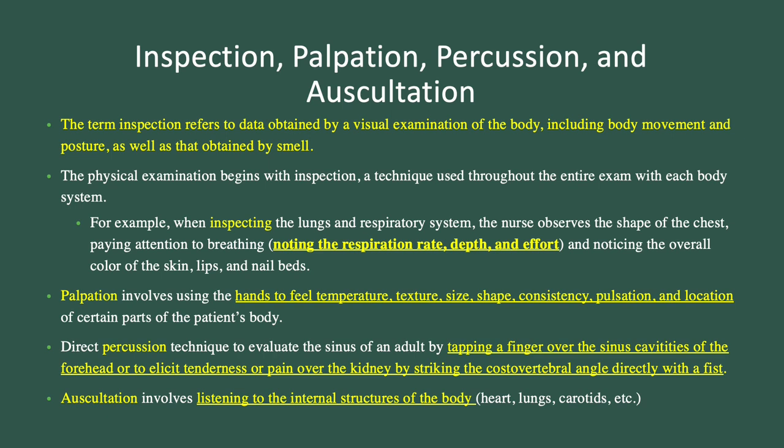Now, palpating is using your hands to feel things like temperature, texture, size, shape, consistency, pulsation, and location of certain parts of the body. So why would I need to use this? Well, I have a rash. Okay, well, is that rash raised? Well, I don't know. Okay, cool. Pretend that you can't see, close your eyes, and see if it feels like Braille, okay? If it does, it's raised. We need to know if it's raised because some types of rashes are raised versus receded, okay? That is going to dictate the course of our process of healing that rash. So we have to do those things.